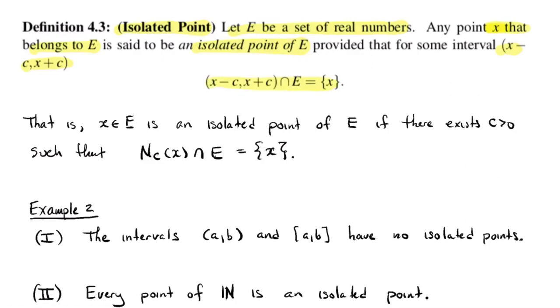Again, I like this quantified version: I'll call an element x of E isolated if there exists a positive epsilon, so it's an existential quantifier again, such that when you intersect the epsilon neighborhood of x with E, the only thing you get is x. So it's sort of isolated away from other points of E. Of course, you can't ask for this intersection to be empty because x itself is going to be in both of those sets. So it's an isolated point if that's it.